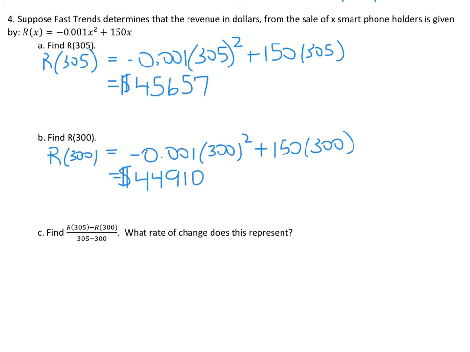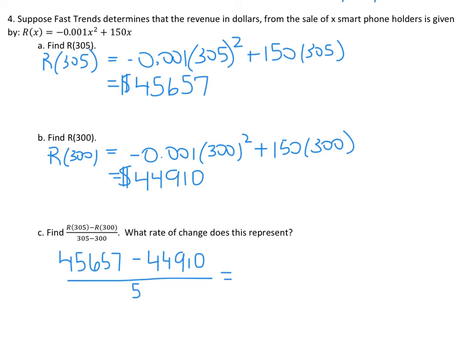All right, so now we're asked to find the average rate of change here, because we're taking the difference in the function values divided by the difference in the input values, and so that'll give us the average rate of change between 300 and 305. We already know what R of 305 is, so we take that, 45,657, and we're going to subtract from that the revenue of 300, which we found to be 44,910, and then we're going to divide that by the change in the input values. So 305 minus 300 gives us 5.